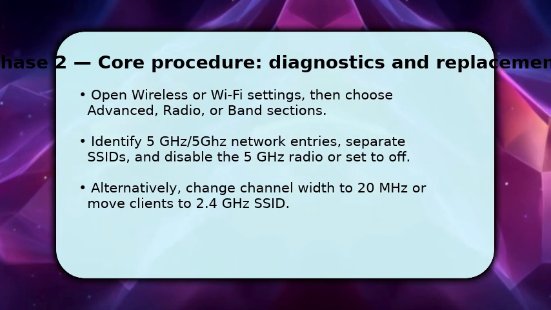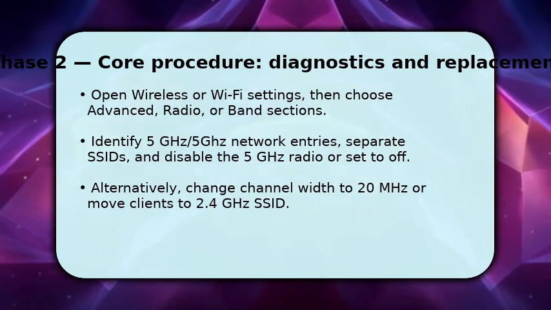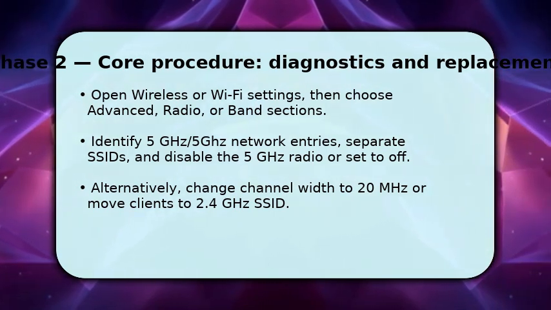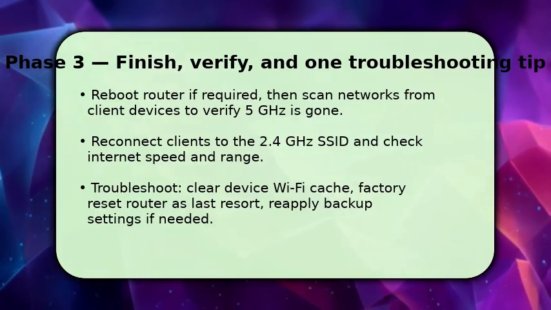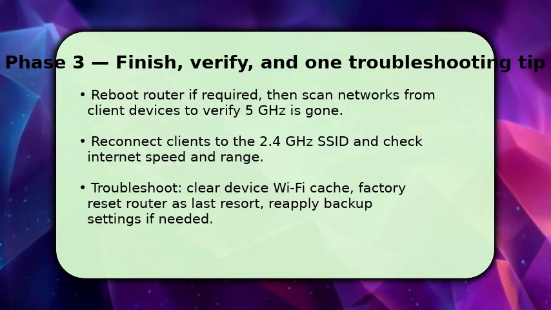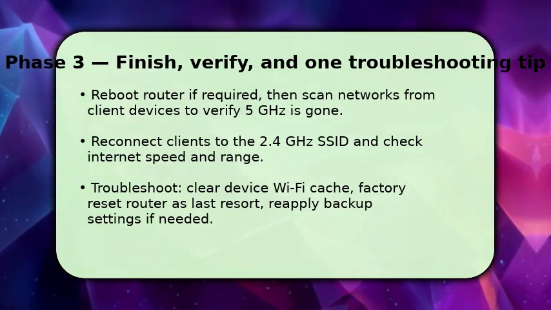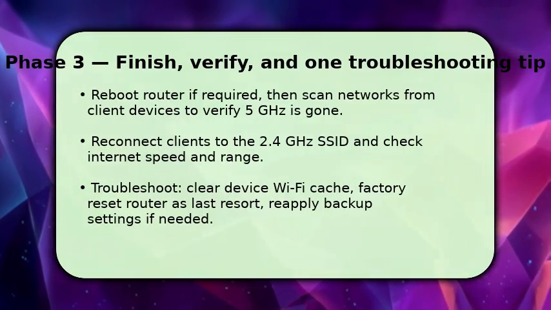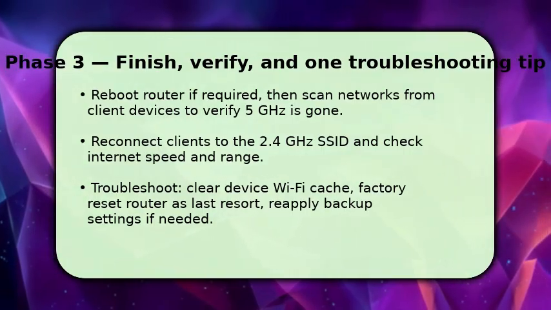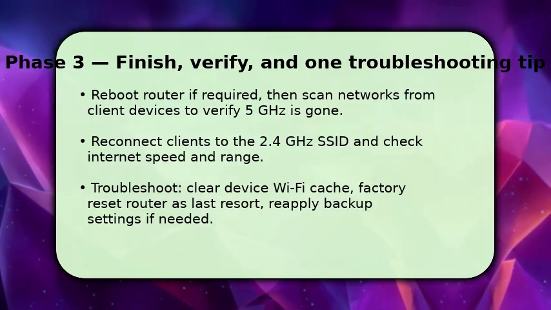Make sure to save and apply changes, then wait for the router to reboot if prompted. Finally, reboot the router and scan for networks on your laptop or phone to confirm the 5 GHz SSID is no longer visible. Once confirmed, reconnect devices to the 4 GHz network and verify performance. Expect broader range but lower peak throughput.